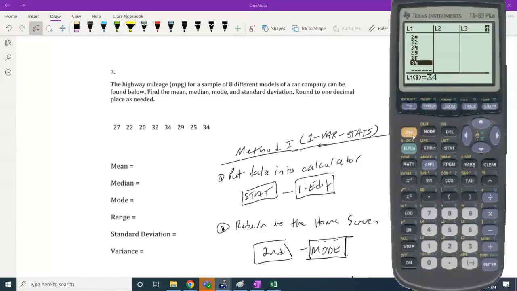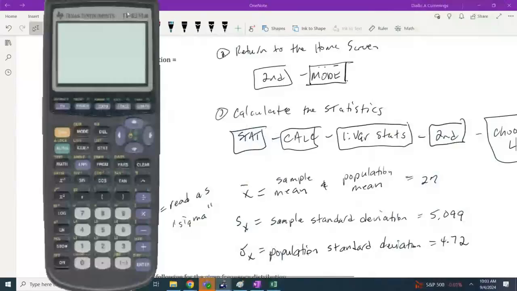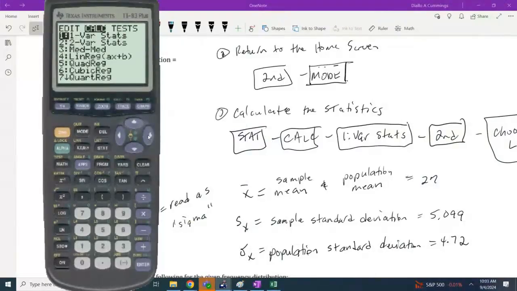So I'm going to go back to the home screen. I'm just going to clear that out. Now I'm going to just recalculate the statistics. I'm going to hit stat, calculate, one variable statistics, and I'm going to choose list 1.